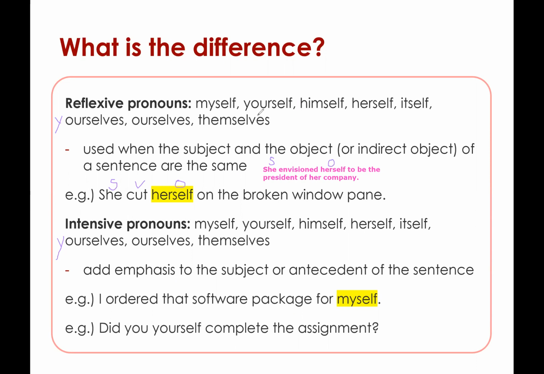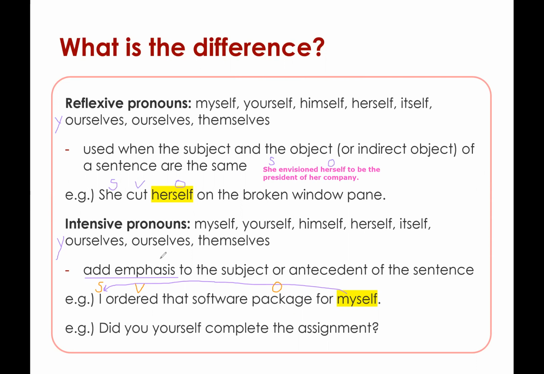And what about intensive pronouns? So for intensive pronouns, the main function is to add emphasis to the subject or antecedent of the sentence. So in this case, you can see I ordered that software package for myself. Emphasis for the antecedent or the subject, which is I, right? But if you see here, I is the subject, the verb would be ordered. And what's the object? It's not myself, it's actually the package. So you see the difference between reflexive and intensive, all right?